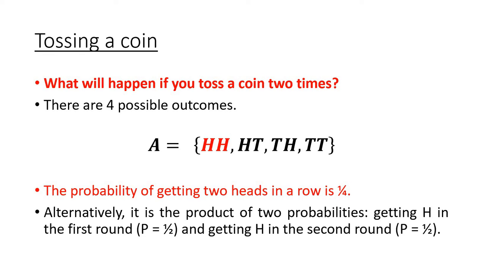So, two events are indeed independent. Whether you get head in the second round, when tossing the coin for the second time, does not depend whether you get head or tail in the first round. So that's why in this case we can indeed apply multiplicative rule. However, keep in mind that it works only when two events are independent.